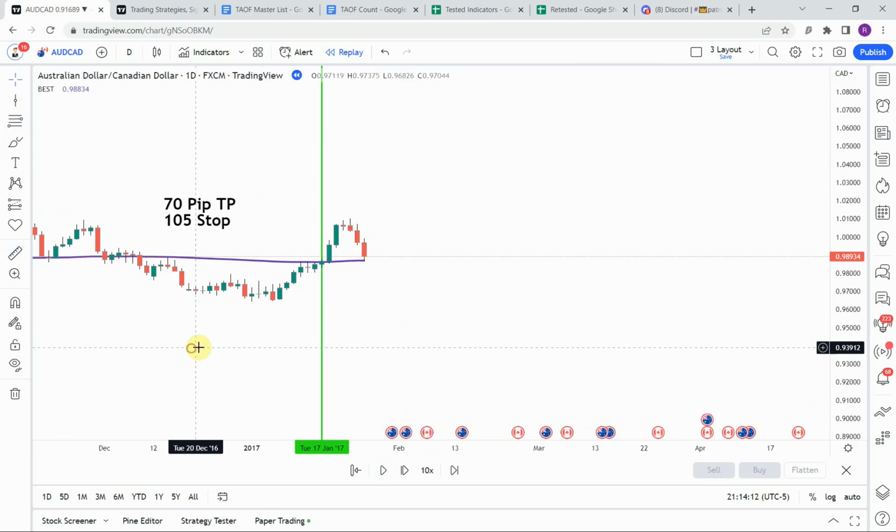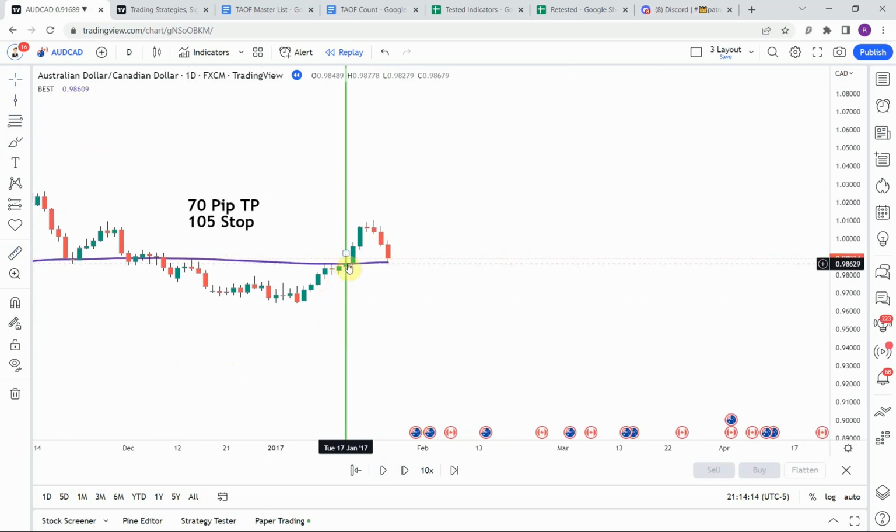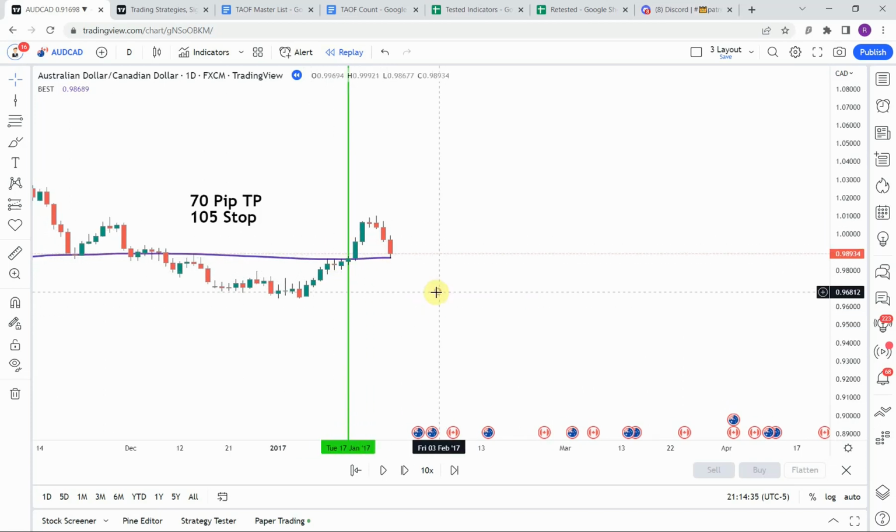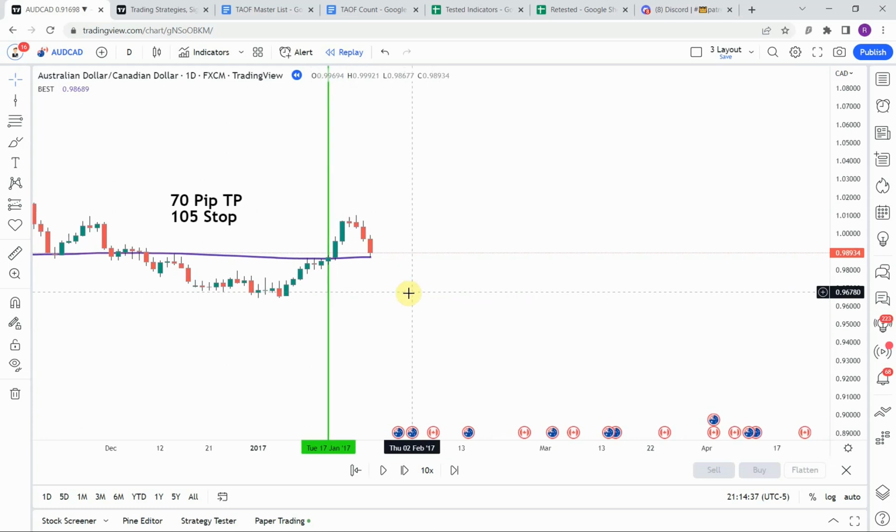All right, so the first signal that we pick up is a long signal. We get that break and cross right here, or I guess I should say cross, break, and close. Those are the same thing. The close here above to the upside of the moving average line there. And you can see that we get a really nice push to the upside there. That does get us to our take profit. Let's go ahead and continue on.